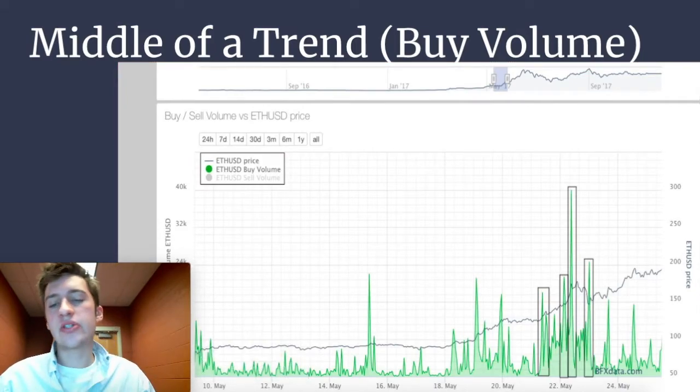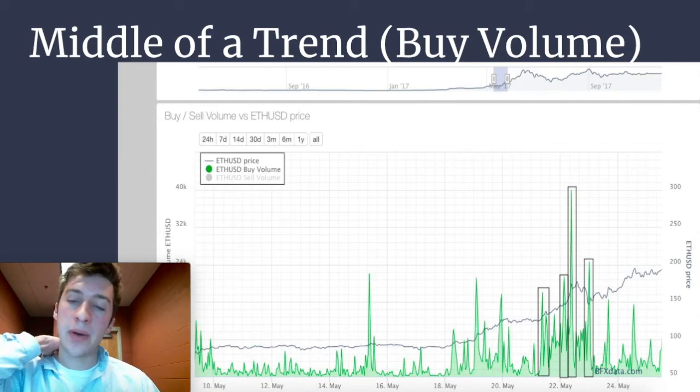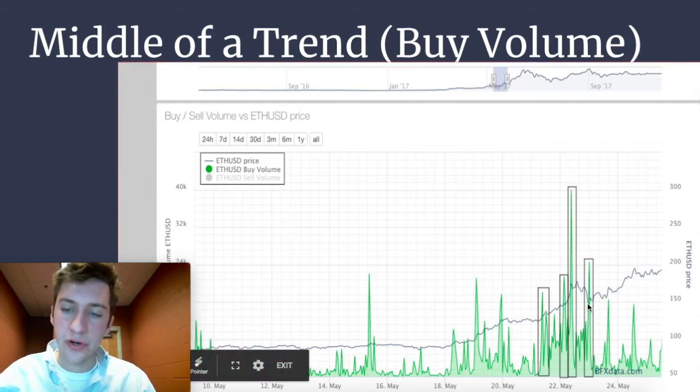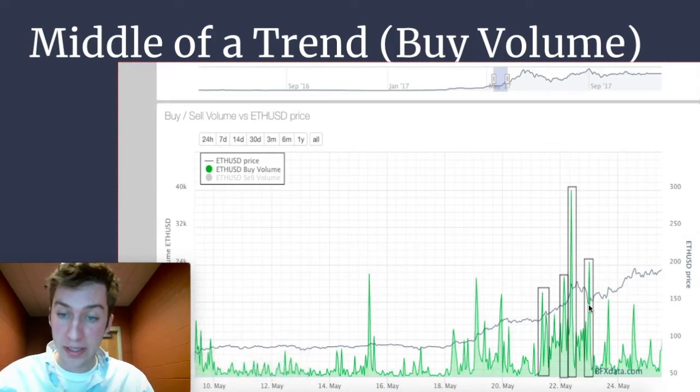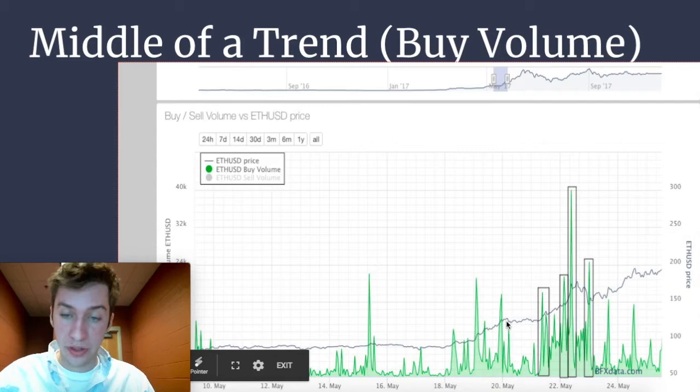So yeah, that's basically what you want to see with buy volume in the middle of a trend. You need to see very high buy volume at the bottom. So like right here, this is very high buy volume at a market bottom. And you also want to see very high buy volume during the breakout. This is a breakout right here.